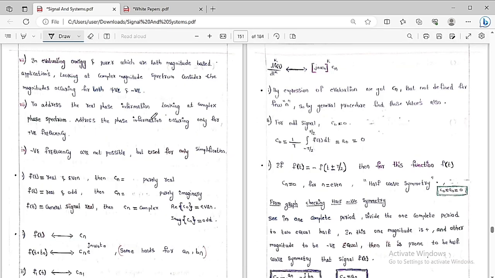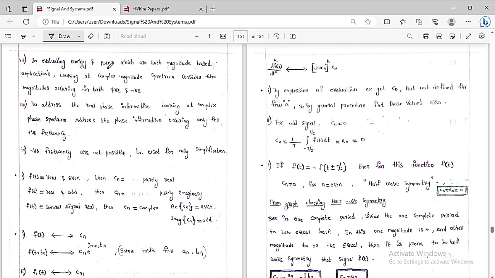Now, the next point is, in evaluating the energy and the power, which are both magnitude-based applications, looking at the complex magnitude spectrum, consider the magnitudes occurring for both the positive as well as the negative frequencies.